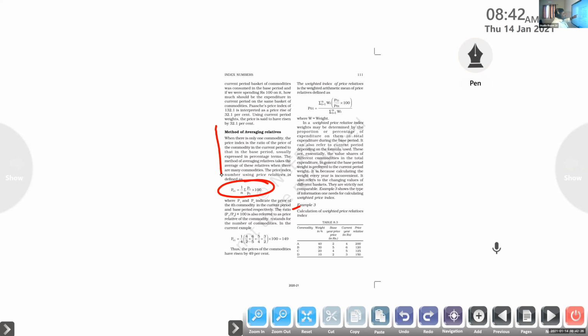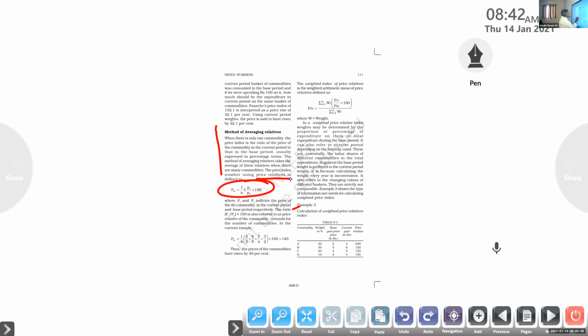Here, it is usually expressed in percentage terms. So the change in the price of that commodity we will express in terms of percentage. The method of averaging relatives takes the average of these relatives when there are many commodities. The price index number using price relatives is defined as follows.